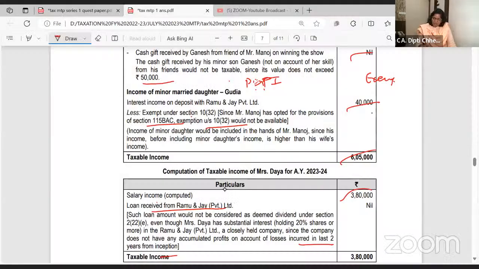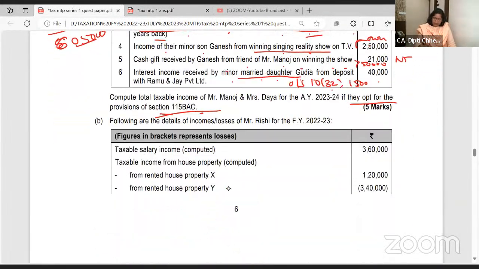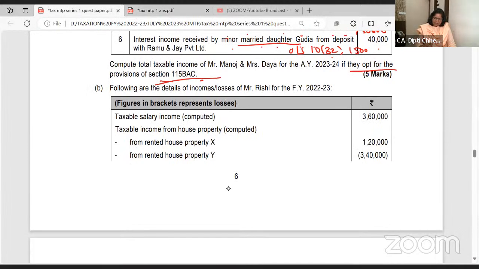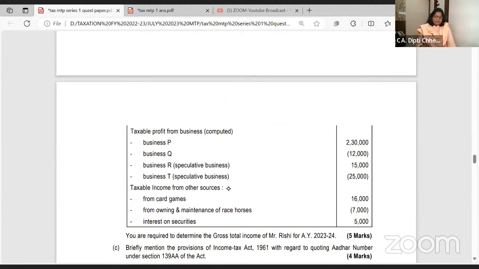Okay, chalo, we'll go to the last question now. Anyone you have to do by choice. And so this is a following other details. Set off carry forward ka question hai. Achha question. It's a very nice question. 4B. This question, actually we should solve it in writing.